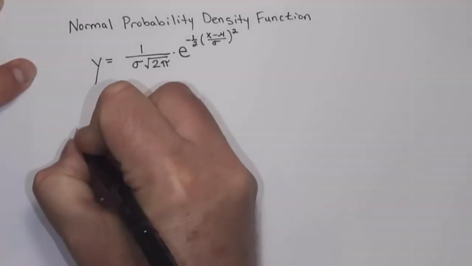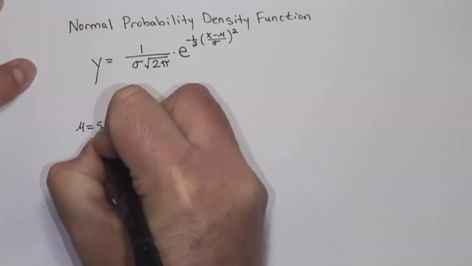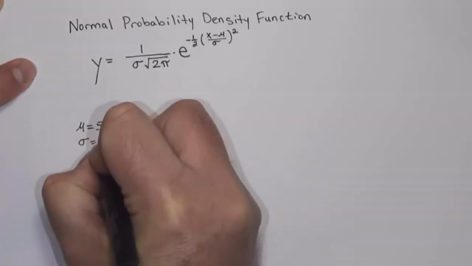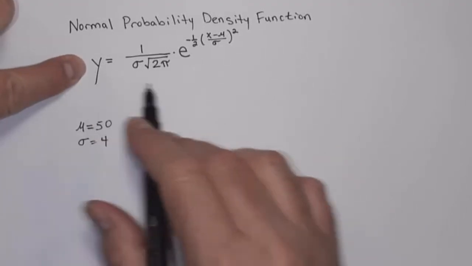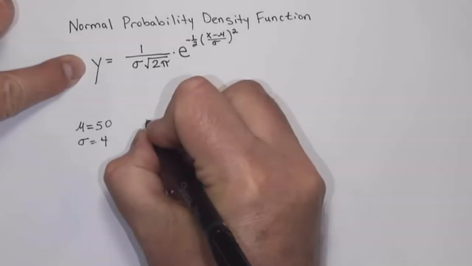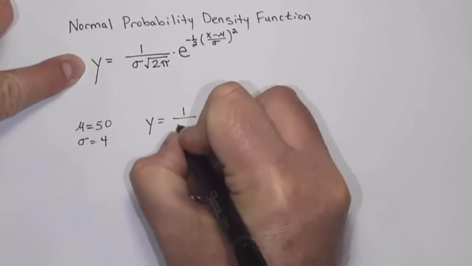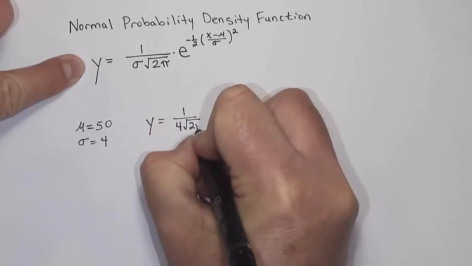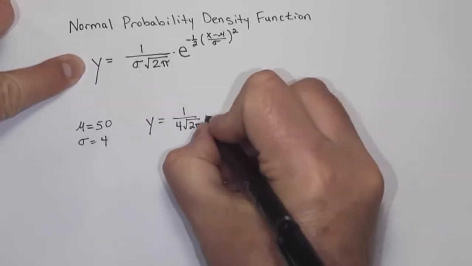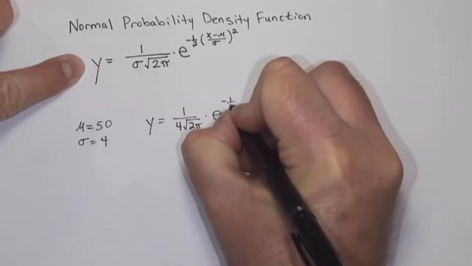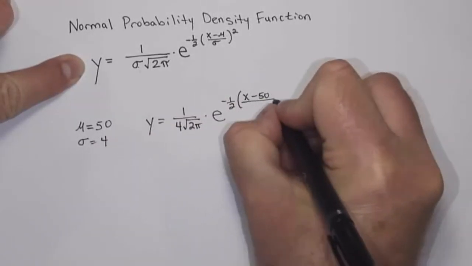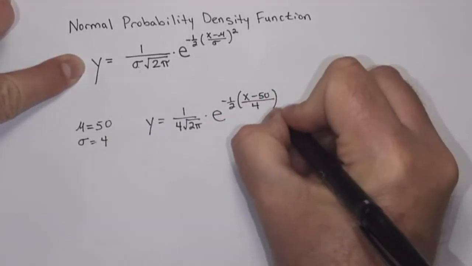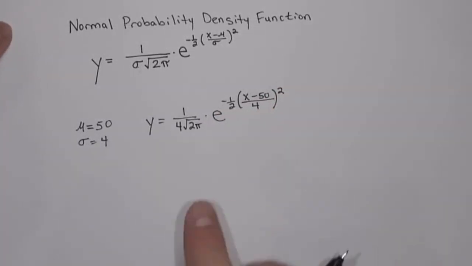For example, suppose I have a normal curve with mu equals 50 and sigma equals 4. Okay? Then the probability density function for that normal curve with a mean of 50 and a standard deviation of 4 will be y equals 1 over 4 times the square root of 2 pi, putting 4 in for sigma, times e to the negative 1/2 times x minus 50, because that's the mean, divided by 4, because that's the standard deviation, squared. So let's take a look at that graph.